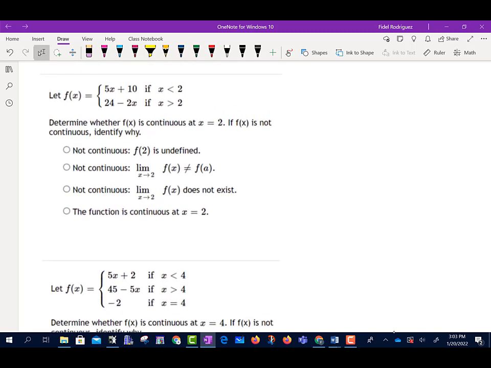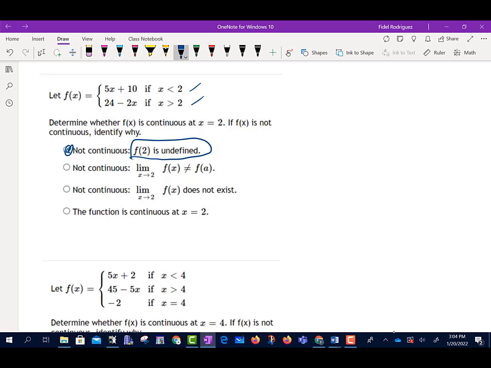All right. So now let's take a look at this next one here. It says let f of x be equal to 5x plus 10 if x is smaller than 2 and 24 minus 2x if x is bigger than 2. Okay. So let's see. I want y'all to notice f of 2, is it undefined? Notice this is telling me to use the top part when x is smaller than 2 and use the bottom part when x is bigger than 2. So it's not actually defined at f of 2, okay?